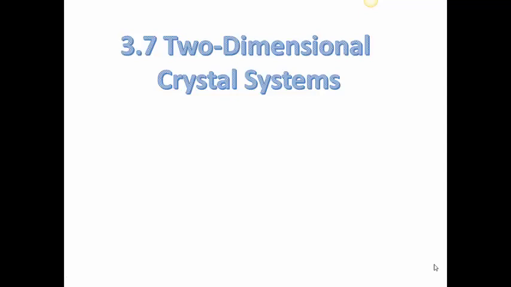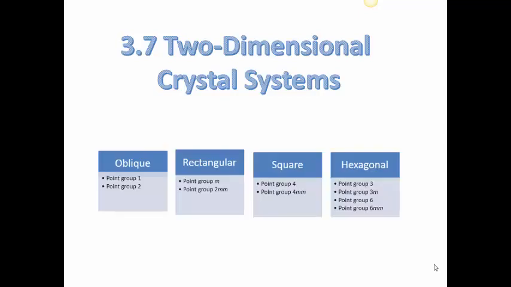We have completed a study of the 10 2D point groups in Chapter 3. Now we will organize an overview of these point groups. We have 4 crystal systems. We have hexagonal, square, rectangular, and oblique.